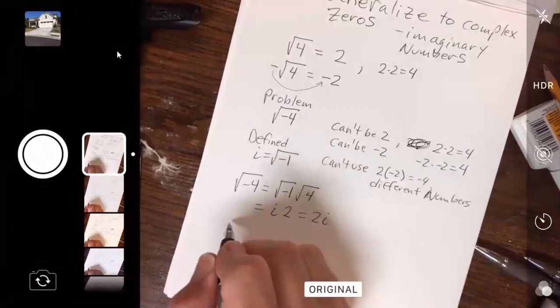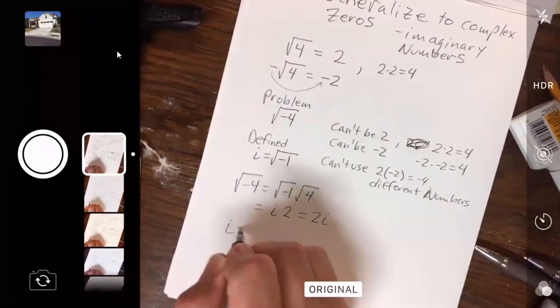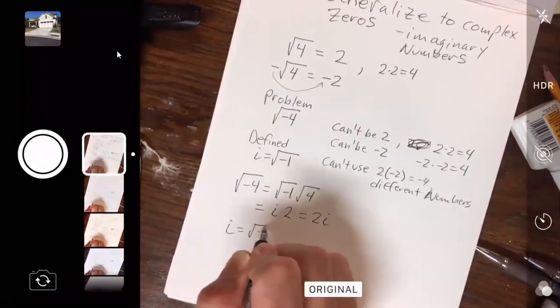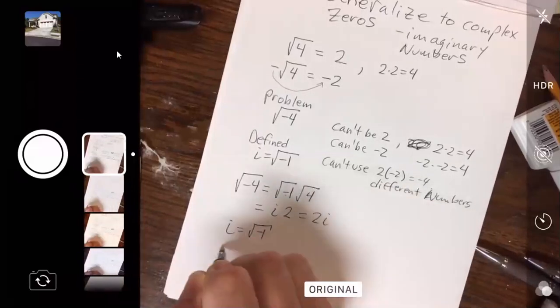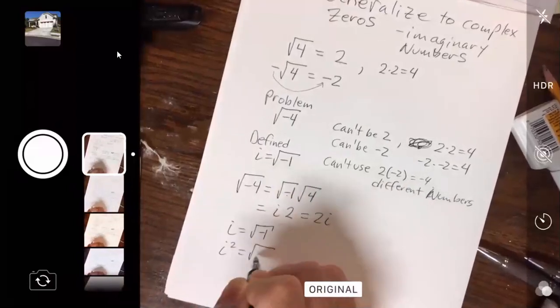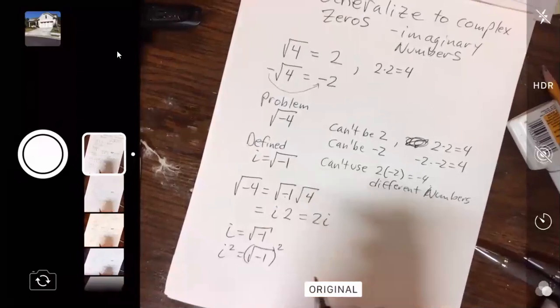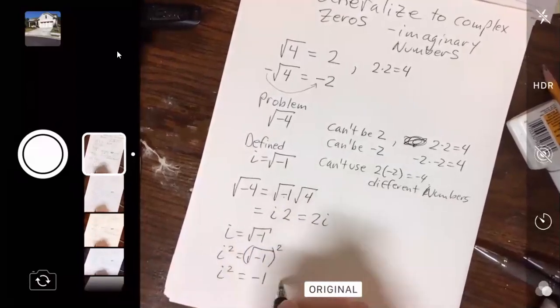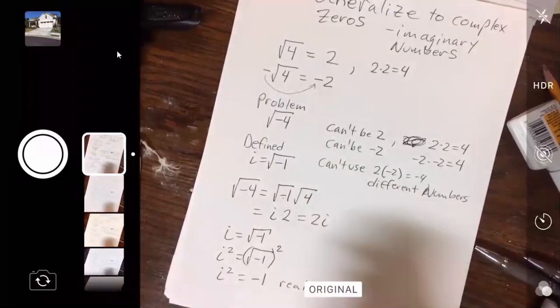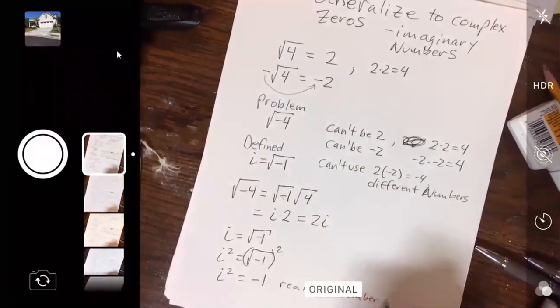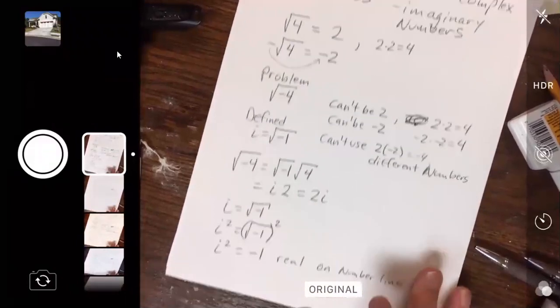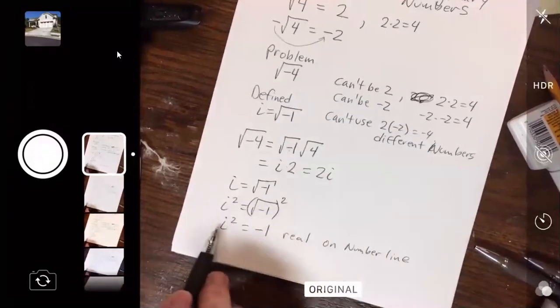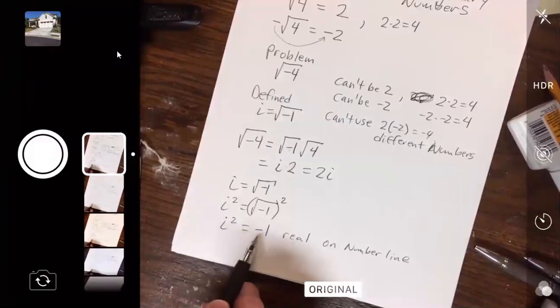Now here's the deal. i being the square root of -1, i squared is the square root of -1 squared. So i squared equals -1, and it's real. Real means it's on the number line. This comes up a lot. Whenever you see an i squared, you can substitute in a -1.